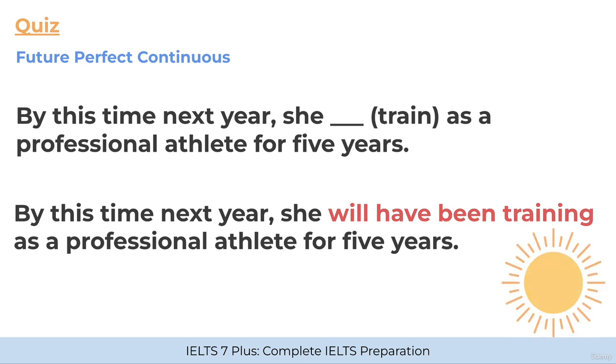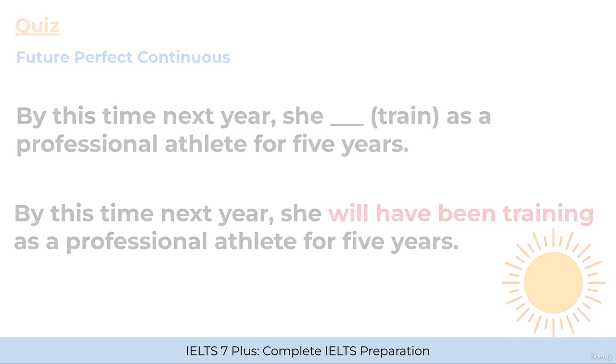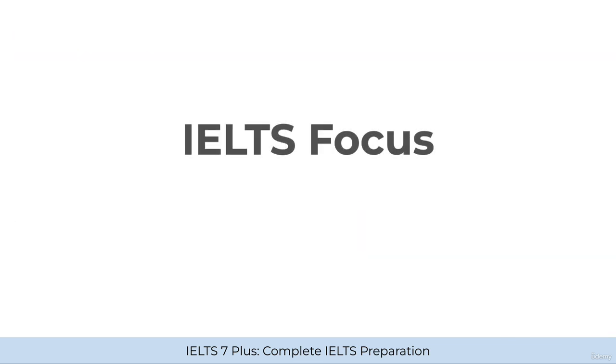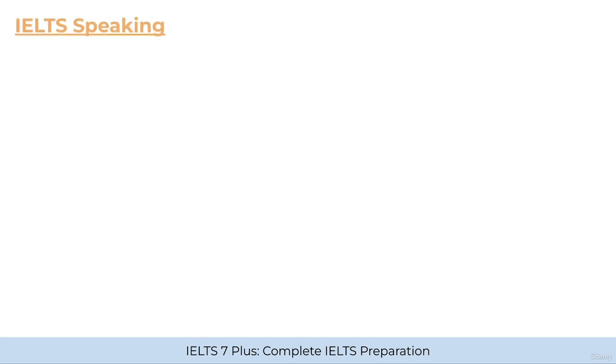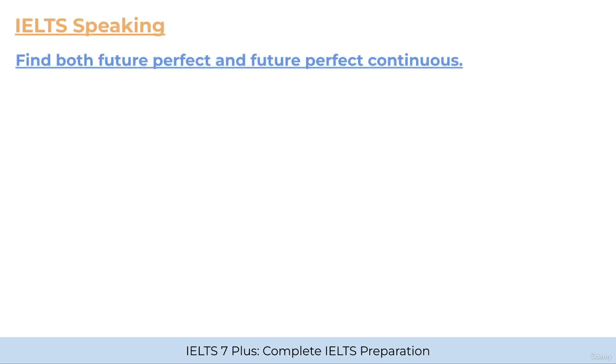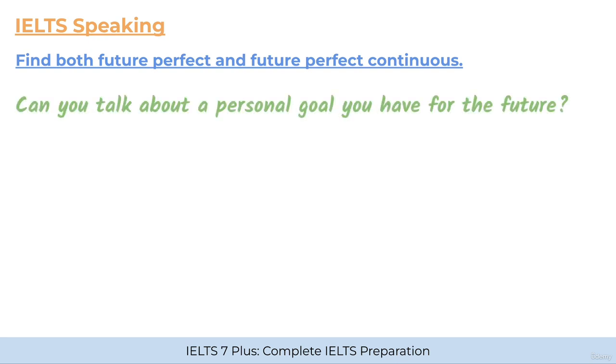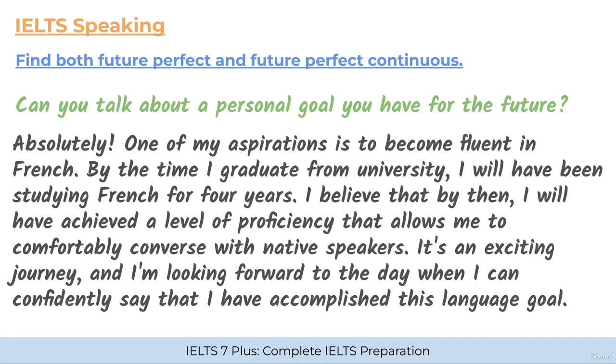Well, I think we are ready to have a think about some IELTS questions. And for this part of the lesson, I've got some sample answers, and it's our task to find both the future perfect and the future perfect continuous. So you might be asked in the exam, can you talk about a personal goal you have for the future? Here's a sample answer, it's quite long. Don't worry, we can use our skimming and scanning skills to find these tenses, but first I'll read it out to you.